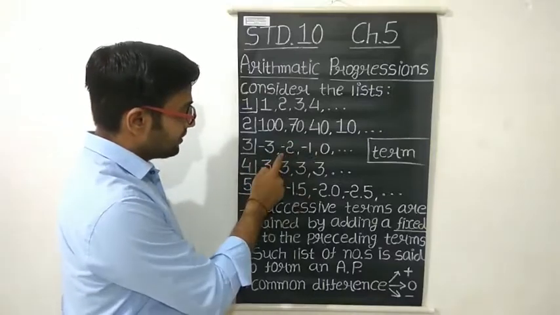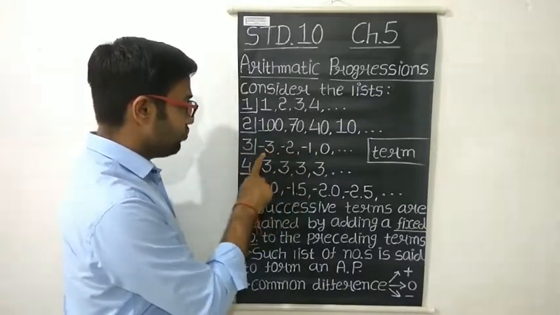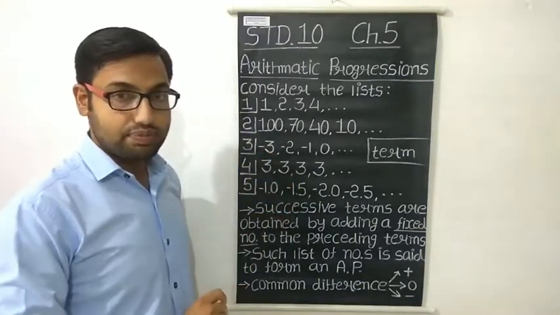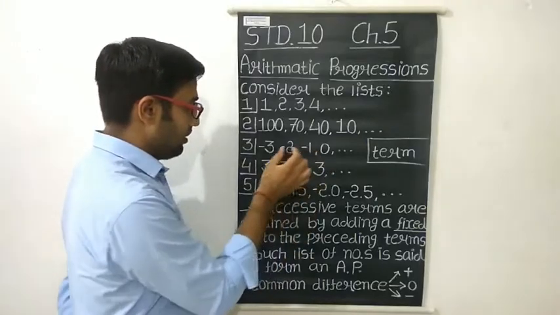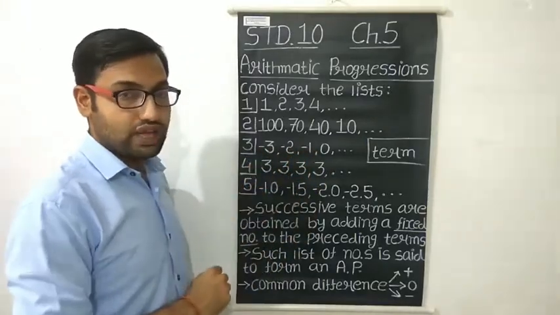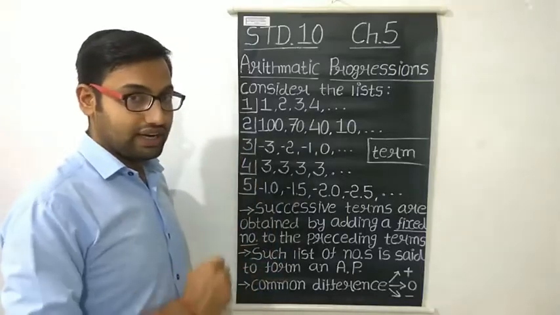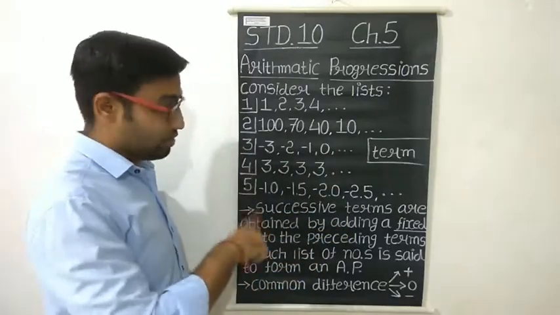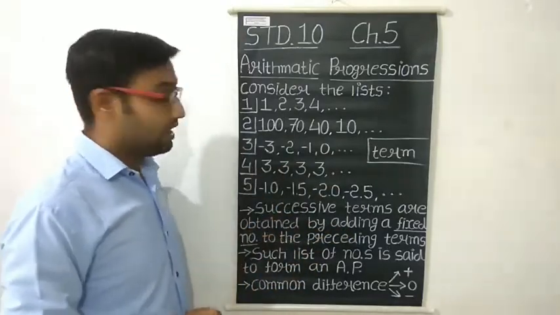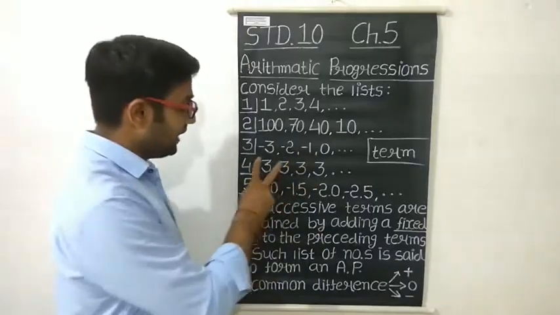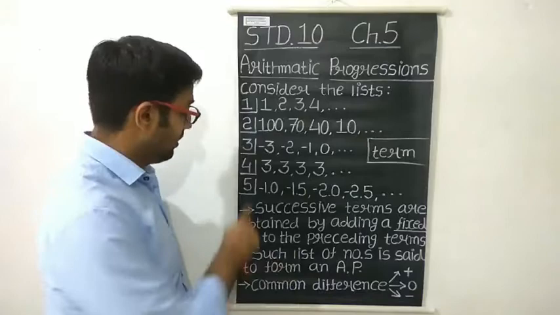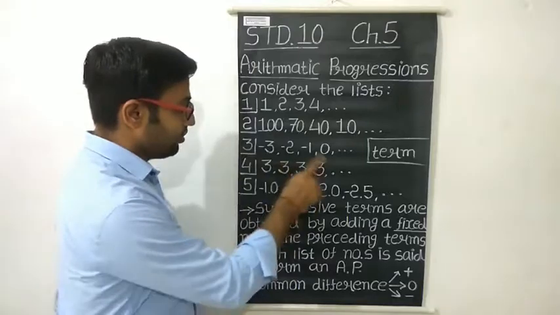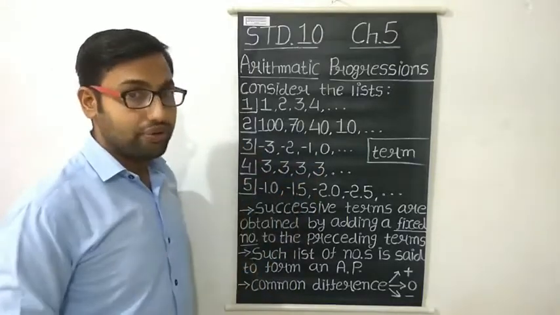Here we have -3, -2, -1, 0. What will happen if we subtract -3 from -2? -2 minus -3 equals -2 plus 3. The answer we get is +1. -1 minus -2 is -1 plus 2. Again we get +1. 0 minus -1 is 0 plus 1. Again we get 1. So in this case also the difference between any two consecutive numbers is equal. Fourth, 3 minus 3 is 0. 3 minus 3, 0. 3 minus 3, 0. Again the difference is equal.